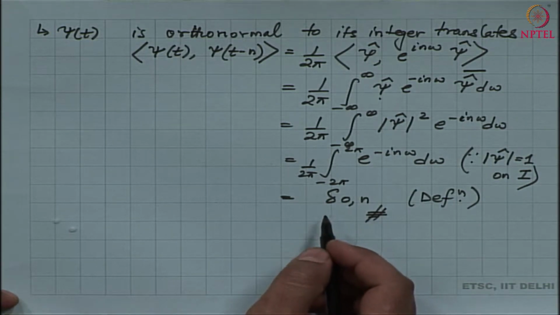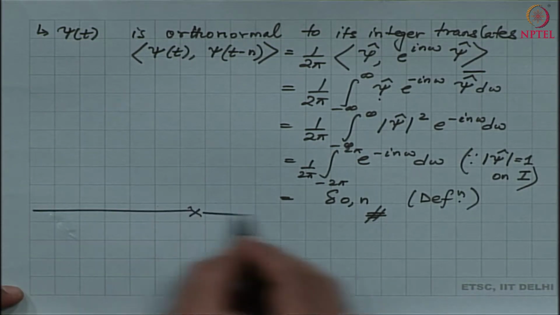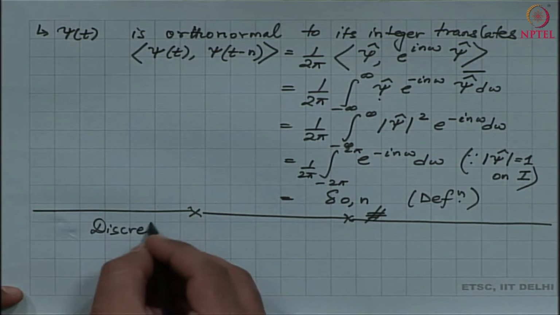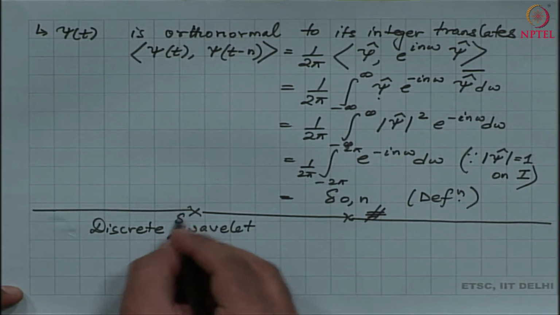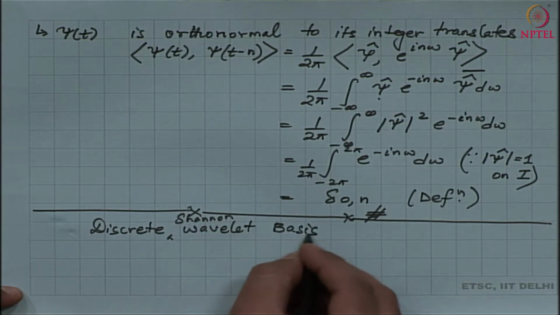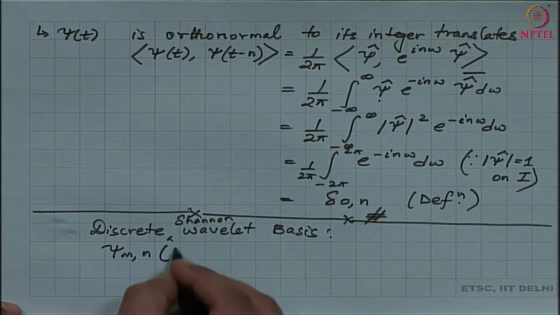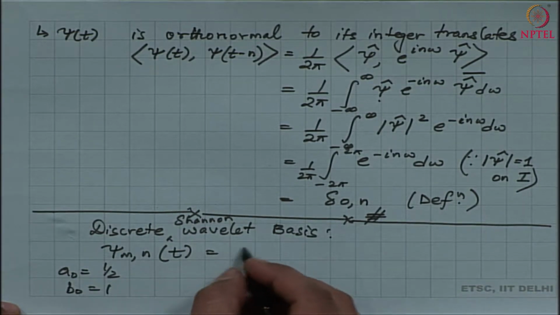Okay, so then let us look at the corresponding discrete wavelet, the discrete Shannon wavelet basis. I am going to again describe my discrete Shannon wavelet basis psi of m n of t, where I take a 0 to be half and b 0 to be 1. So, my discrete basis is as follows.